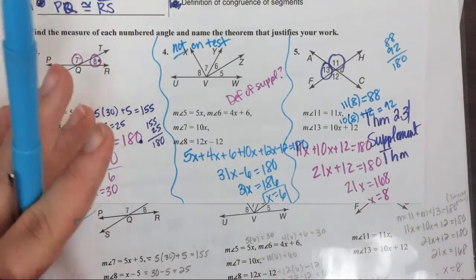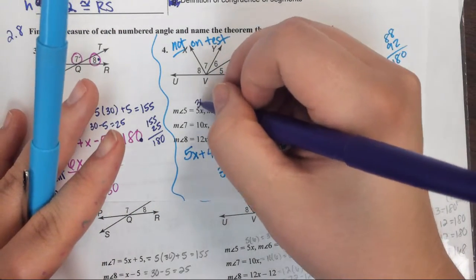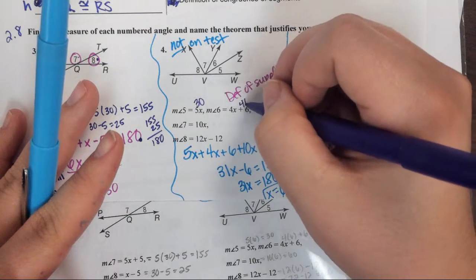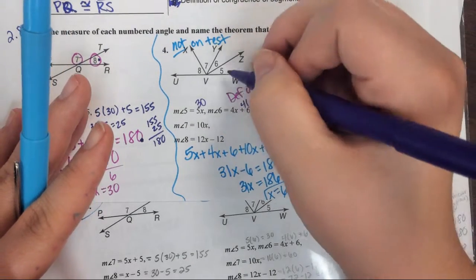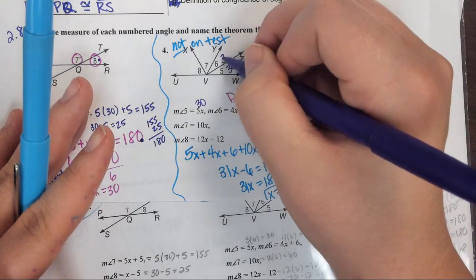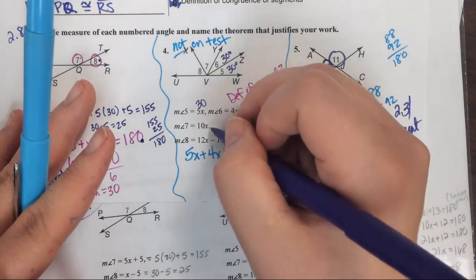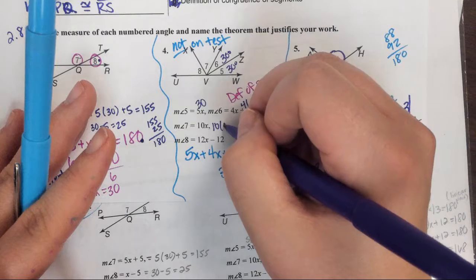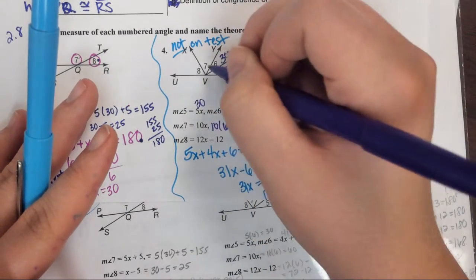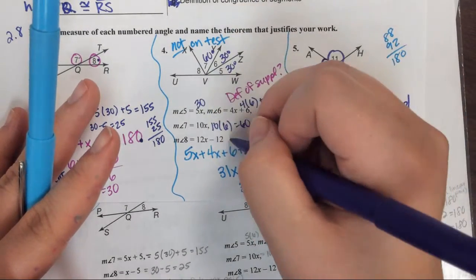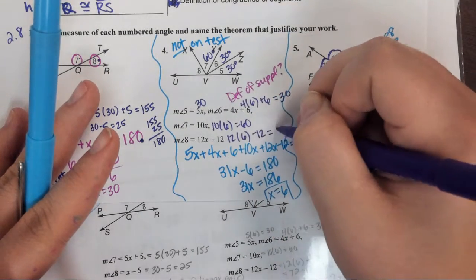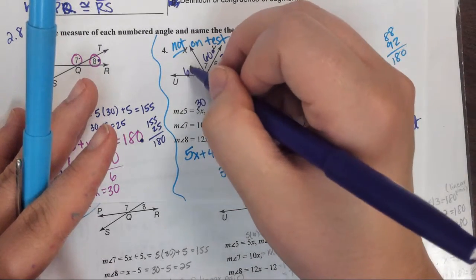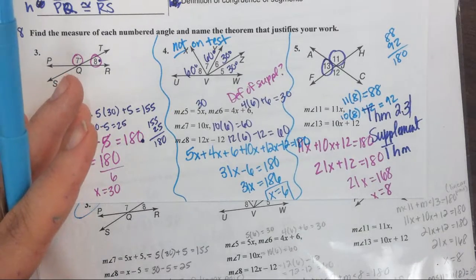When I plugged it in is when things got interesting, because 5 times 6 is 30. 4 times 6 plus 6, 24 plus 6 is again 30. So angle 5 is 30 degrees, angle 6 is 30 degrees. 10 times 6 is 60. 12 times 6 minus 12, 72 minus 12, hey, that's 60. So I kept getting 60s and 30s.